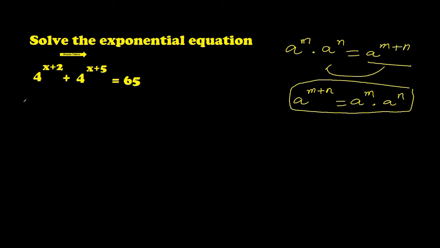So, 4 power x plus 2 can be written as 4 raised to the power x times 4 squared. Whenever there is a dot, it means multiplication. Now, in the same manner, 4 power x dot 4 power 5, that is equal to 65. Now, what am I going to take? I am going to take the common factor out, the greatest common factor.